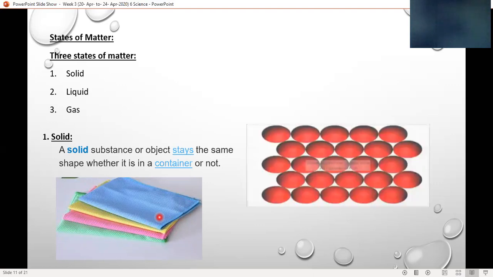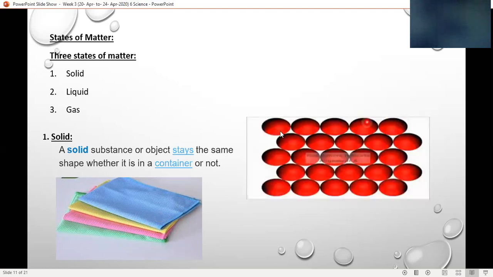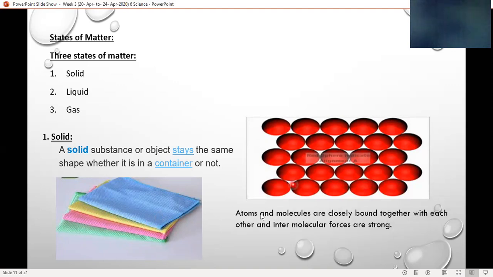Solids also have a property. You can see these are tiny particles of a solid, and they are closely packed, having little gaps between them. These are known as atoms or molecules in the solid. They are bound very closely together, and their intermolecular forces are very strong. Don't bother about the intermolecular forces, because we are going to discuss them in a later semester. Just keep in mind that solids have elements that are very closely bound, with very tiny spaces between them.